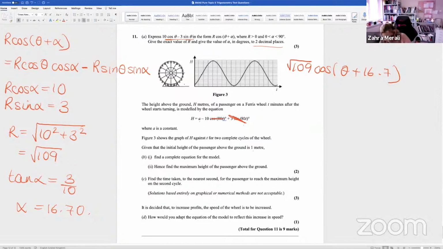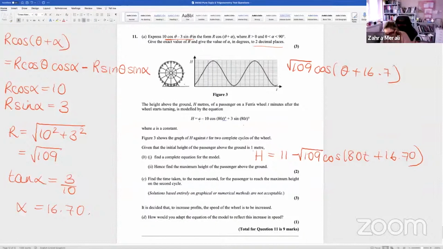So if I was to write that entire equation out, I'm going to have h equals 11 minus root 109 cos(80t plus 16.7). I believe that was, oh yeah, because it's minus the whole thing, and that's why you get your negative. Okay, that's fine. Hence, find the maximum height.